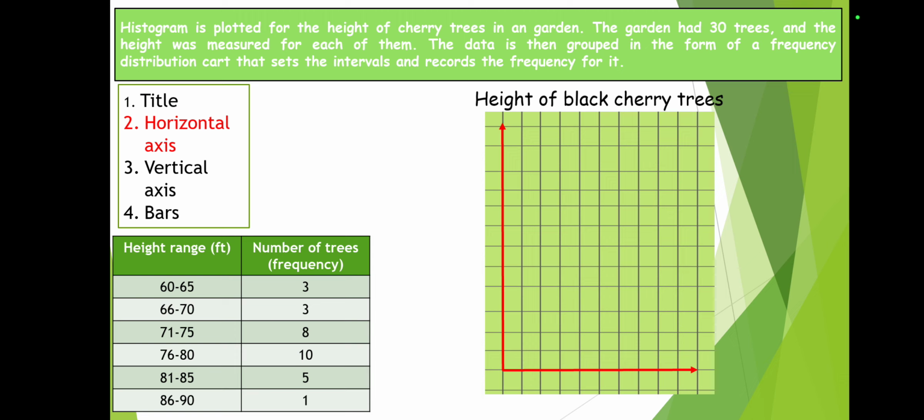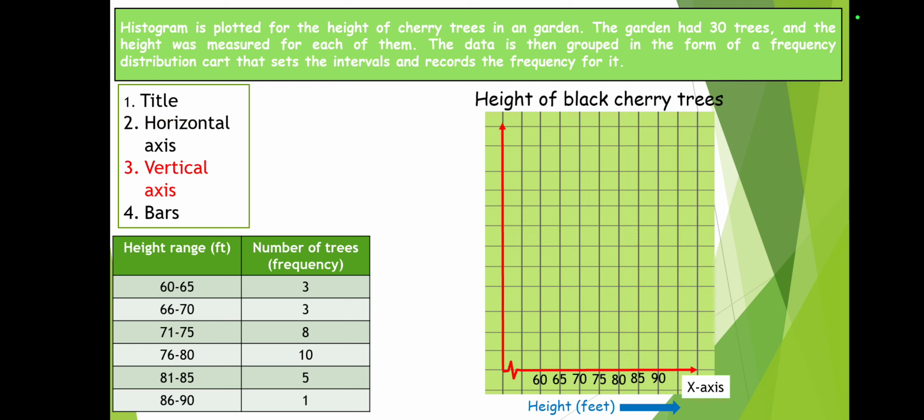The range will be on the x-axis, and you can see the range is starting from 60 to 65, 66 to 70. So we can use 5 feet of height for 1 unit. Okay, so 1 unit equals 5 feet, but as you can see it starts with 60, so we can make it from 60. Okay, so this is the x-axis and these are the values. So on the x-axis is the height in feet, and 1 unit is equal to 5 feet. So this is the horizontal axis.